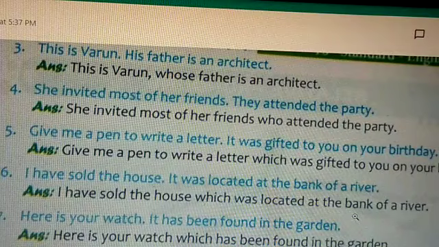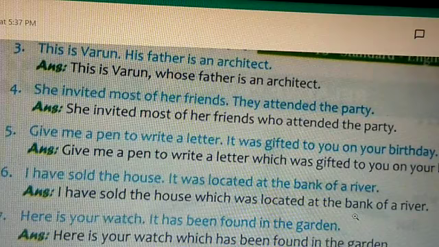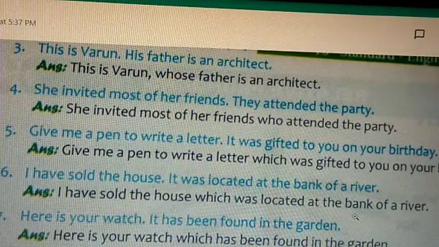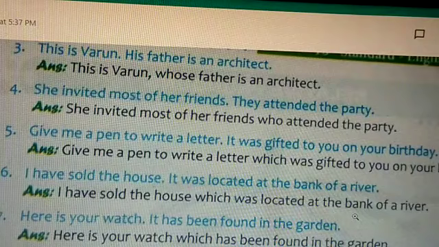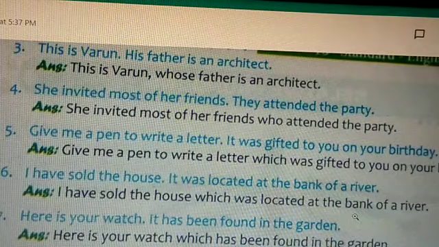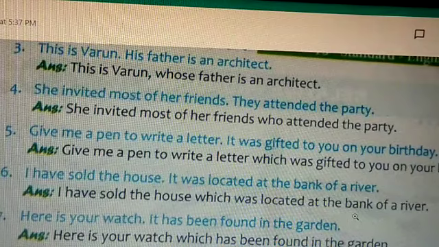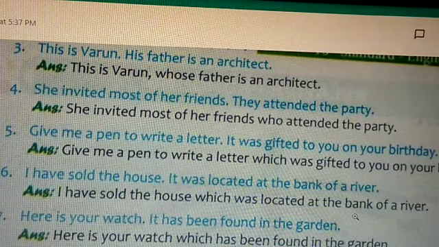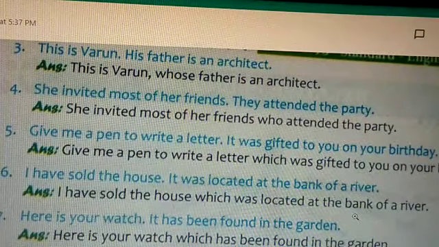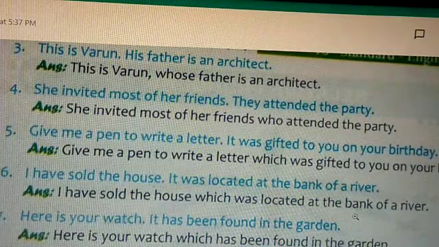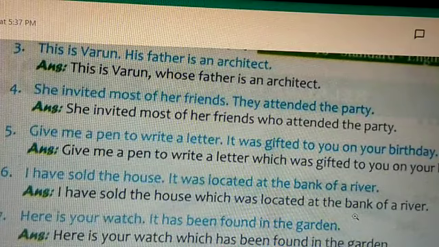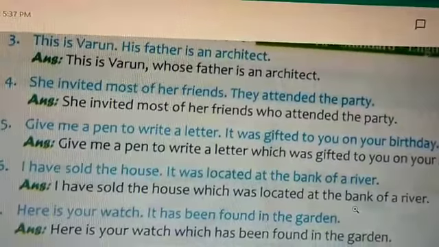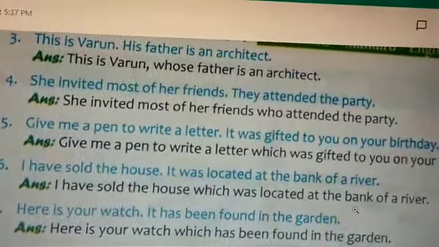Sixth one, I have sold the house. It was located at the bank of a river. So the answer will be, I have sold the house which was located at the bank of a river. Seventh one, here is your watch. It has been found in the garden. So the answer is, here is your watch which has been found in the garden. It's very easy. You will have to remove the pronouns, it, they, like that, then you can get the answer.